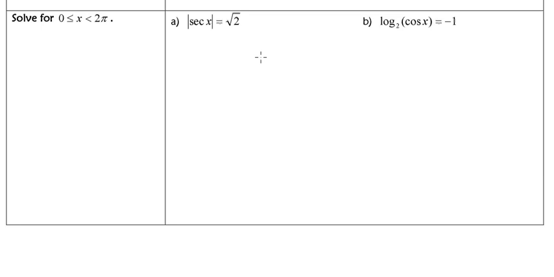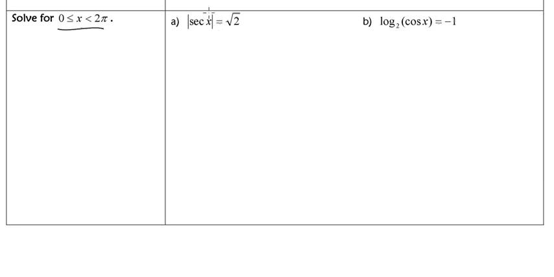So remember that your domain is just one time around the circle, in radians. Think through these, pause, and really try to see if you can figure it out before watching through the video. All right, I hope you have paused, and let's look through these now.